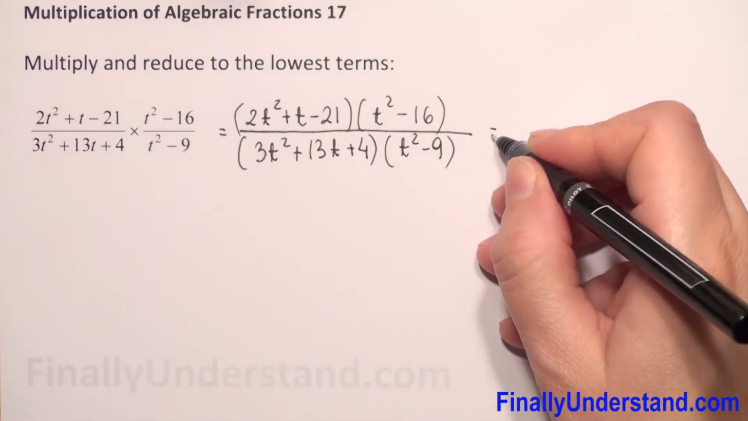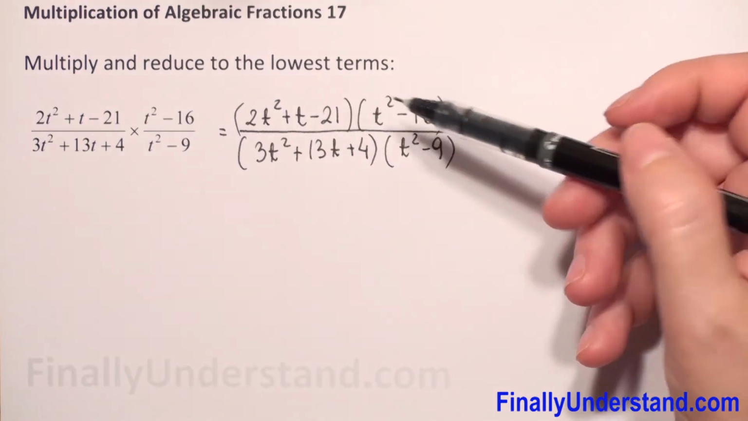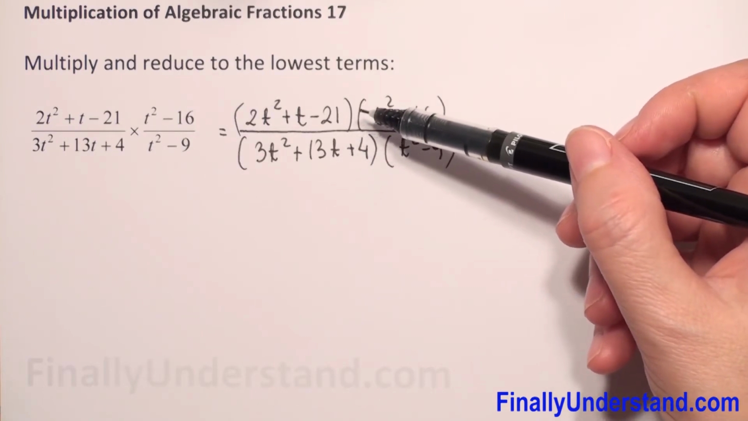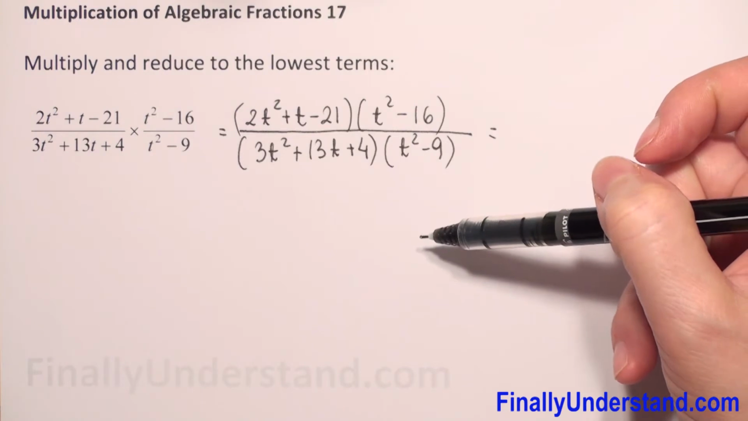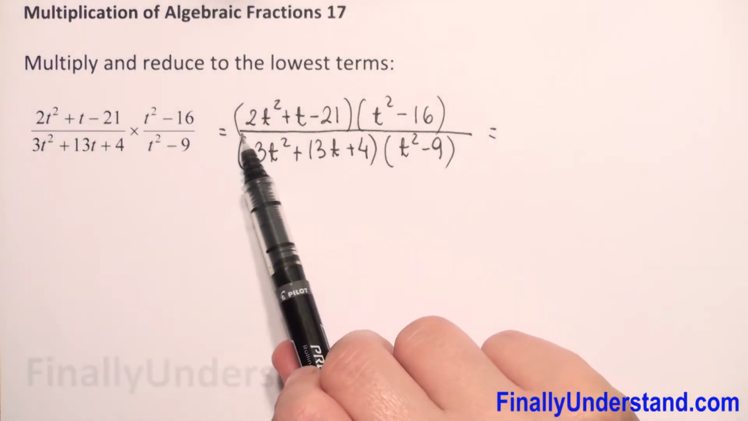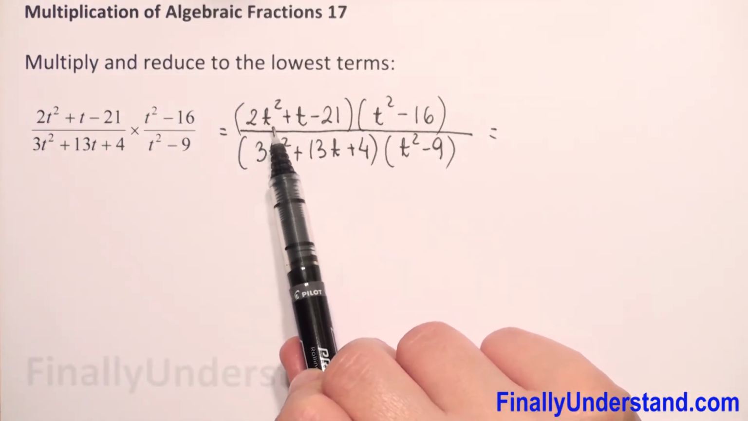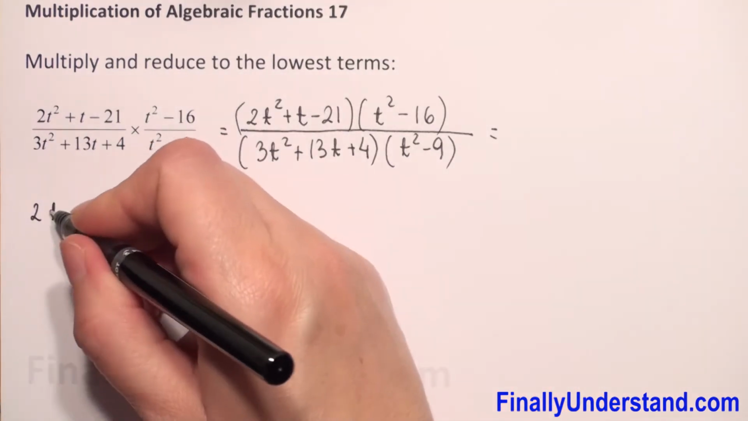Next step, we have to reduce to the lowest terms. So we have multiplication, we reduce numerator with denominator, and we have to have the same expression in parentheses. So at that moment we don't have any expression which is the same. So first, let's see what we have in the first parenthesis. We have a quadratic trinomial. So let me copy this quadratic trinomial.